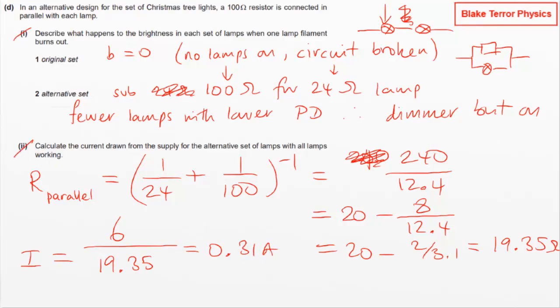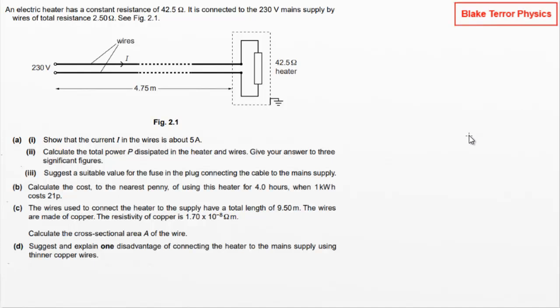So yeah, some easy enough calculations on that end of the question. Right, what have we got for the other one? An electric heater, constant resistance 42.5 ohms. Interesting. We've got an ohmic electric heater connected to a 230 volt mains supply. So we've moved into modern day voltages. Wires of total resistance 2.5 ohms. Show that the current in the wires is about 5 amps.